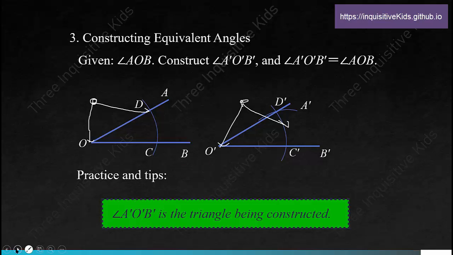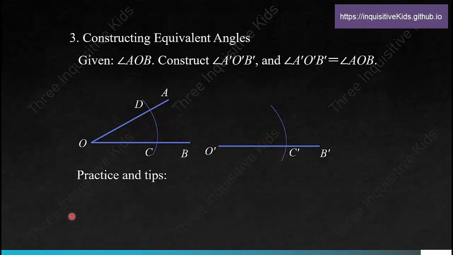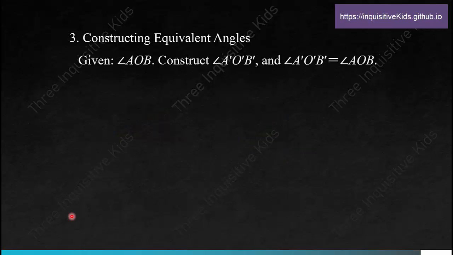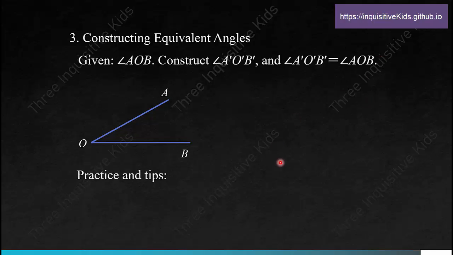And in case you misunderstood something, I'll quickly go over it again. Remember, we learned all about constructing equivalent angles. One angle is given, angle AOB. We want to construct the exact equivalent angle, angle A prime O prime B prime. What we do first is draw a random line segment. Really, it's a ray, but we're just going to draw O prime B prime somewhere on a piece of paper.